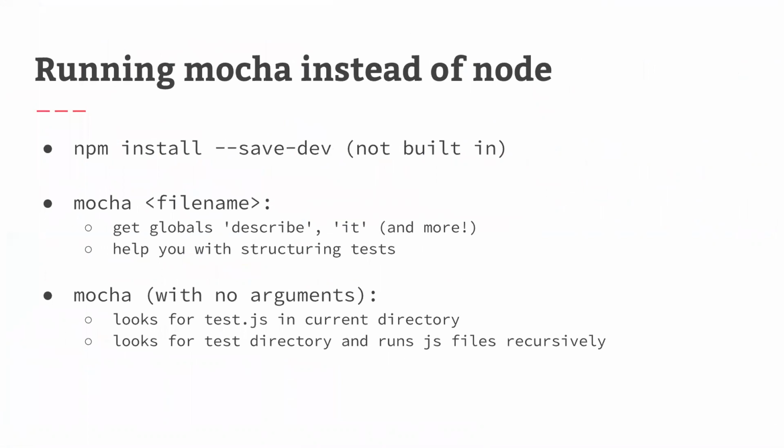When you use Mocha, you are going to get these globals. You're going to get a global called describe. You're going to get a global called it, and you're going to get more globals. But today we're just going to talk about describe and it.